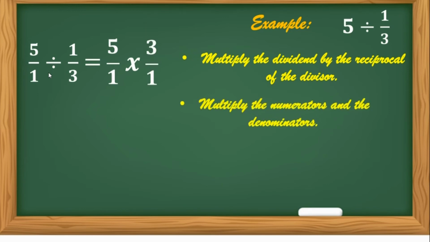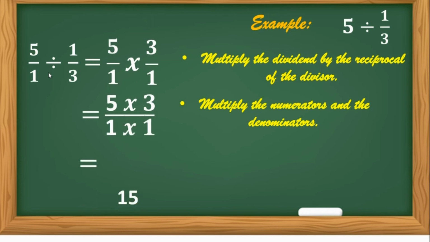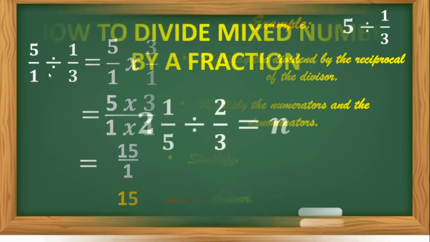Now, multiply the numerators and the denominators. So, 5 times 3 over 1 times 1. Right, so 5 times 3 equals 15, and 1 times 1 equals 1. And then simplify, it becomes 15 over 1 or 15. 15 is our final answer.